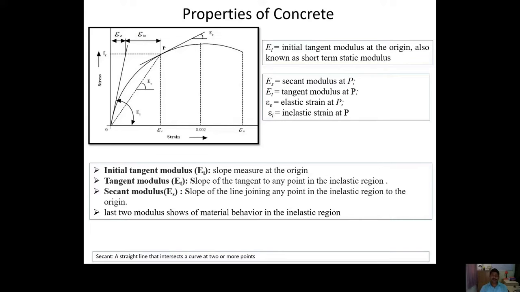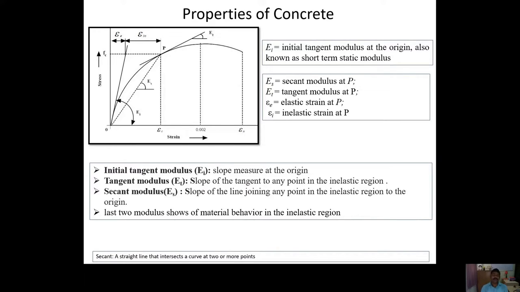Now another term is the secant modulus. The secant modulus is basically a straight line which connects two points. The term secant means a straight line that intersects a curve at two or more points. So for this stress strain graph, we can have the secant modulus between two points. The first point we normally choose is the initial point, and the second point can be any other point. Here we assume the point P, where we draw that tangent. If you connect the initial point, the origin, and the point P, the slope of that straight line is called the secant modulus.